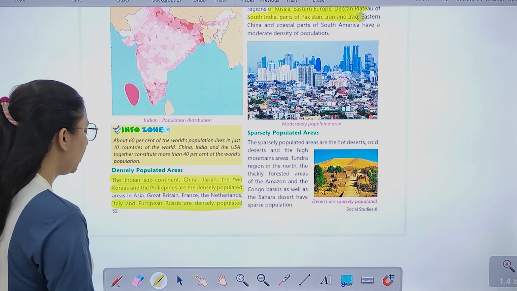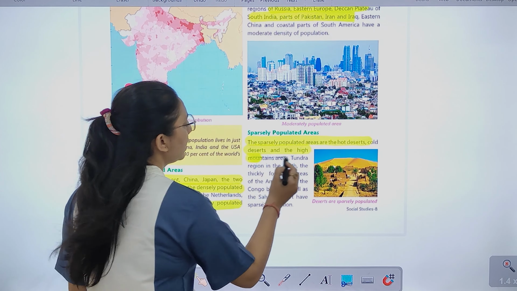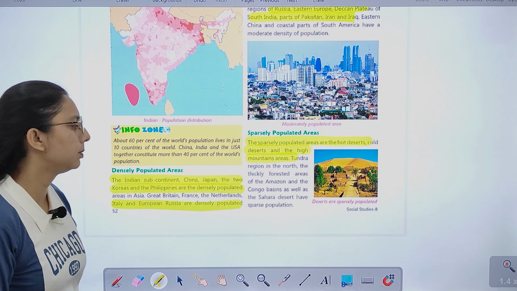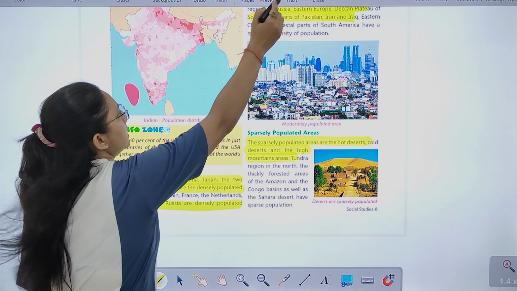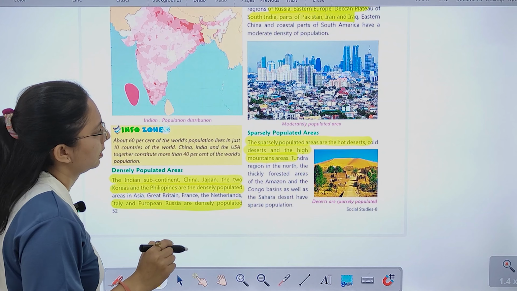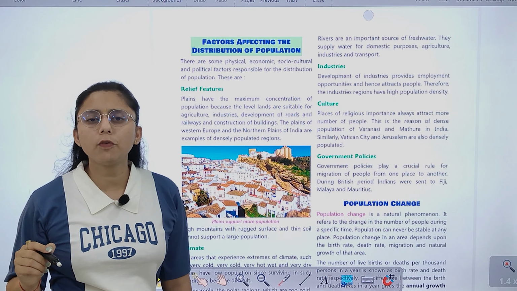Now what are sparsely populated areas? Sparsely populated areas are the hot desert, cold desert and high mountain areas. The tundra region in the north, and thickly forested areas like the Amazon and Congo basin. Then factors affecting the distribution of population.